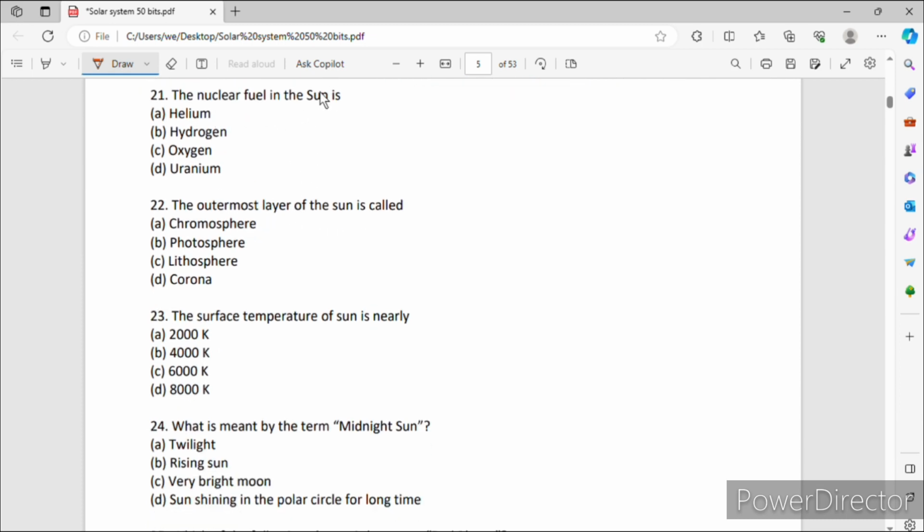The nuclear fuel in the sun is dash. See friends, we know the sun's core has a nuclear fusion reaction. In this, hydrogen is converted into helium. So hydrogen is the nuclear fuel. So option B is correct.